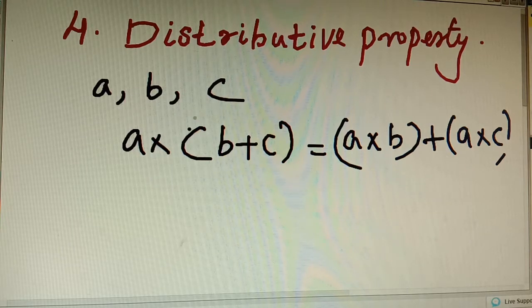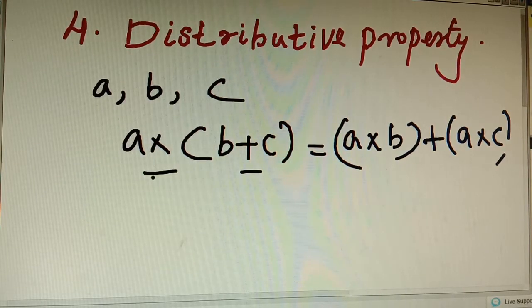For any 3 rational numbers, we have 2 operations here, addition and multiplication. Whether we add b and c and then multiply with a, or first multiply a and b, multiply a and c, and then add them, we have the same answer. That means the left side and right side of this equation will be the same. That is a into (b plus c) is equal to (a into b) plus (a into c). That is distributive property. We can verify this property by taking 3 rationals.